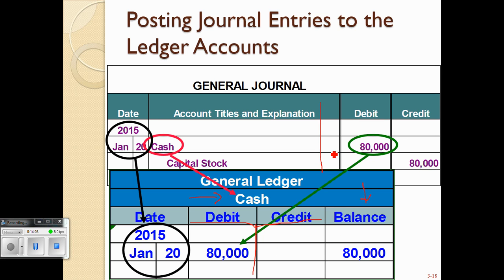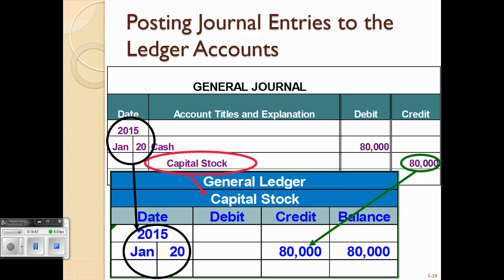Now, I'd put a check mark in a box there that says that I posted it. And most of the time they'd also have another column here for posting. Most general journal pages have page numbers, like page 1, and I'd put page 1 in there. Then if I was looking at the general ledger and wanted to find out about this transaction, I could go to page 1 of the general journal. And since I put a check mark there, I knew that I had already posted that to the ledger account, in this case cash.